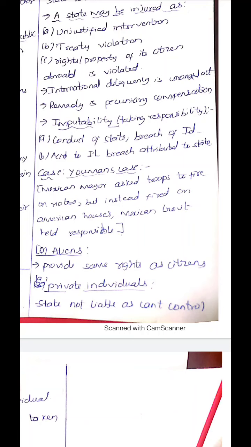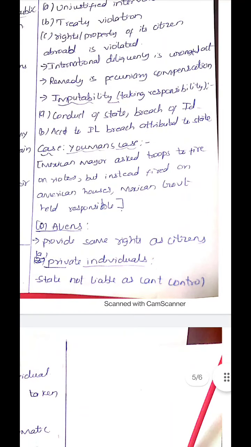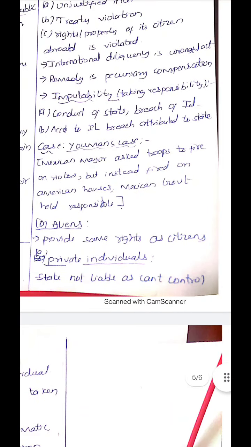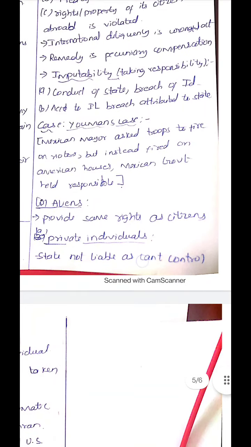International delinquency is a wrongful act. So international delinquency is a wrongful act in international law. What is the remedy if a state commits international delinquency? The remedy is compensation. Imputability. Imputability means taking responsibility.